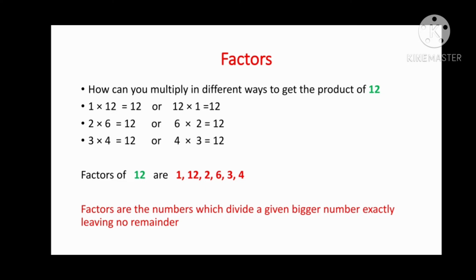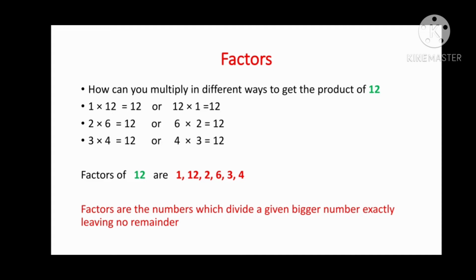What are factors? Factors are the numbers which divide a given bigger number exactly and leave no remainder, or the remainder is 0. The remainder has to be 0. If there is some remainder, that means it is not a factor. Here we are dividing 12. We divide 12 by 2 or 6 or 4 or 3. We get the quotient as the other number, right?